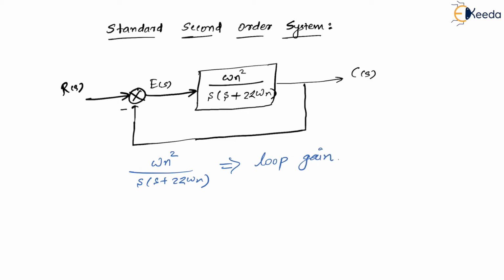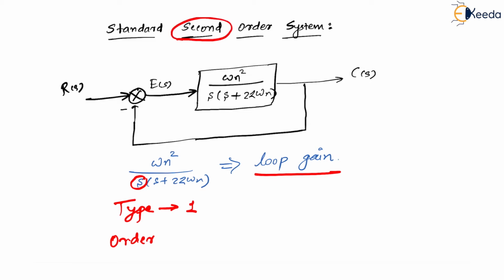Yes. Now you please tell me what is the type of the system and what is order of the system. If you just observe, this particular loop gain has only one pole at origin. This means what? It is going to be a type 1 system. What about order, sir? Yes, the name itself suggests that it is going to be second order system. So it is going to be type 1 order 2 system.